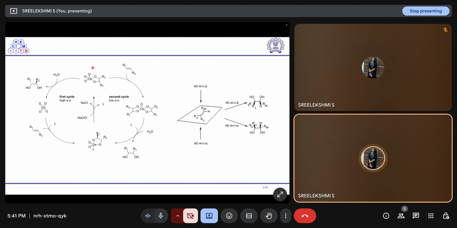With the mechanism, in the first cycle we are getting the diol, and then in the second cycle also we are getting the diol. This first cycle can have high enantiomeric excess compared to the second cycle through this intermediate.